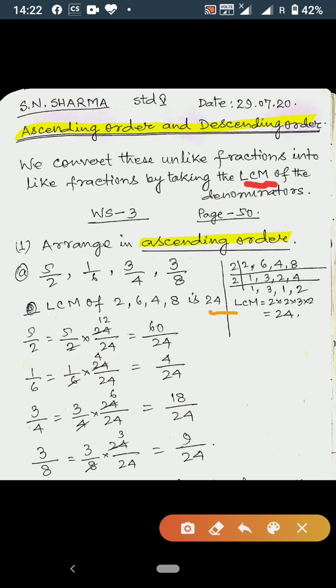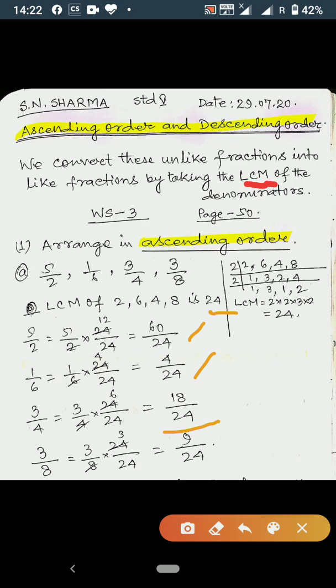Now convert each fraction into equivalent fractions. 5 by 2 can be written as 5 by 2 multiplied 12 by 12, which is 60 by 24. So 5 by 2 equal to 60 by 24. 1 by 6 equal to 1 by 6 multiply 24 by 24. 6 ones are 6, 6 fours are 24, so it is equal to 4 by 24.